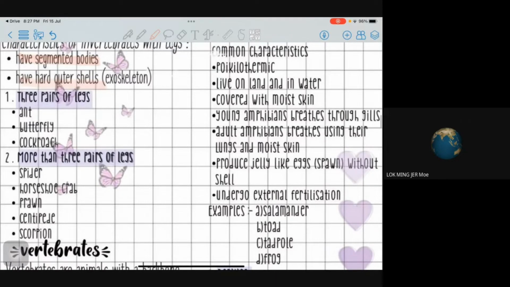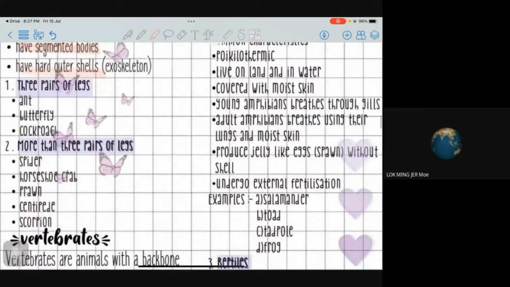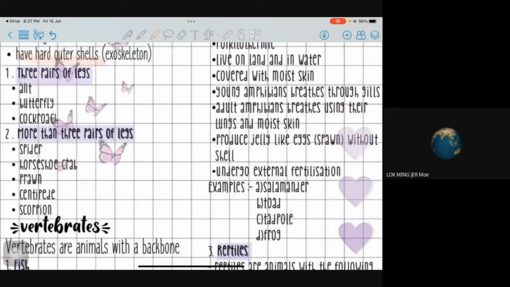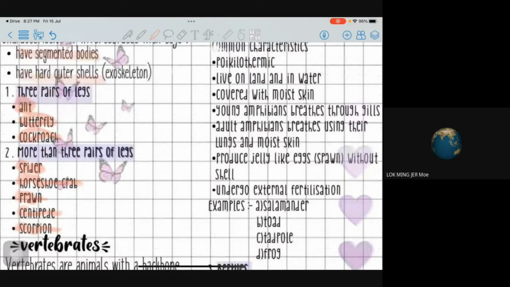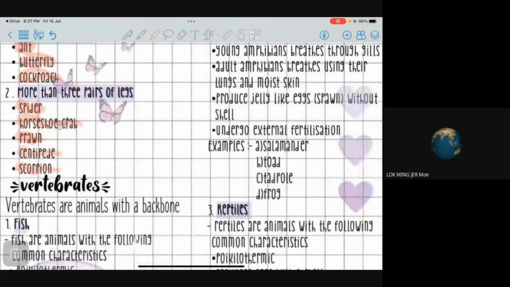Okay, that is if it doesn't have a vertebrate. Three pairs of legs. Examples of animals that have three pairs of legs are butterfly and cockroach, okay? And more than three pairs, not three legs, three pairs, which is six legs. So spider, horseshoe crab, prawn, centipede, scorpion. Three pairs of legs for ants, okay? And more than three pairs is spider and so on.